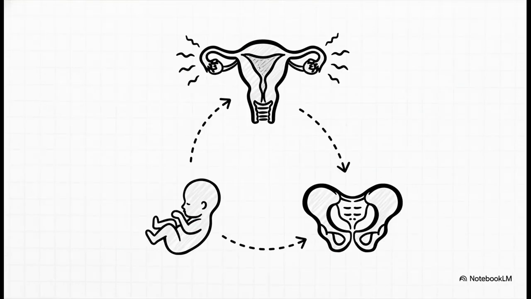You've probably heard of this, and it's super important. The success of any labor boils down to these 3 Ps and how well they work together. First, you've got the power. That's from the uterine contractions. Then there's the passenger, which is, of course, the fetus. And finally, the passage, which is the mother's pelvis. All 3 have to be in perfect sync for a successful birth.